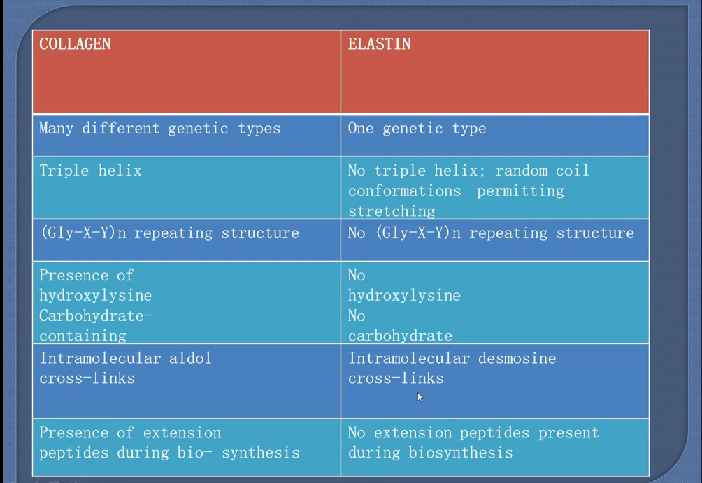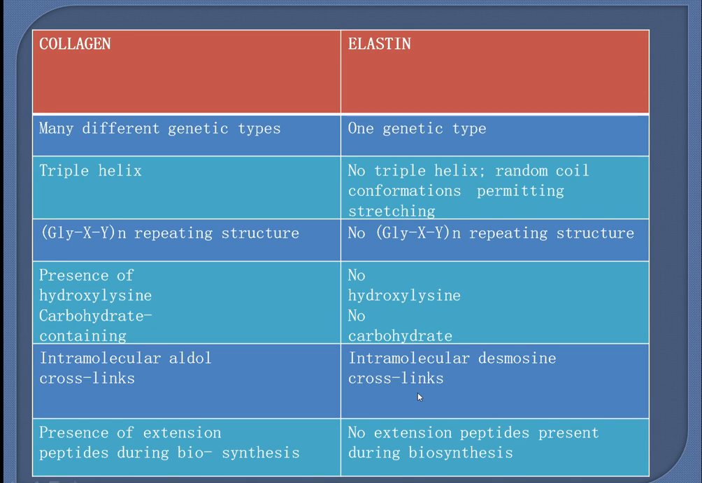As we studied collagen, we have now seen elastin. We can see the difference. What is the difference between these two structural proteins, collagen and elastin? Collagen has many different genetic types while elastin has one genetic type. Collagen is a triple helix. Elastin has no triple helix; it has a random coil conformation permitting stretching.